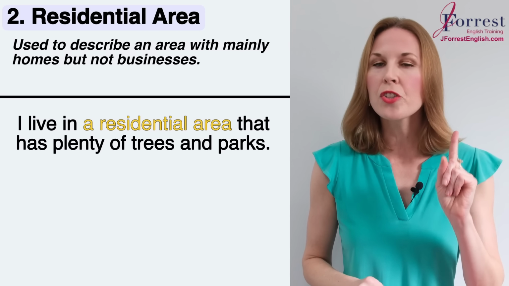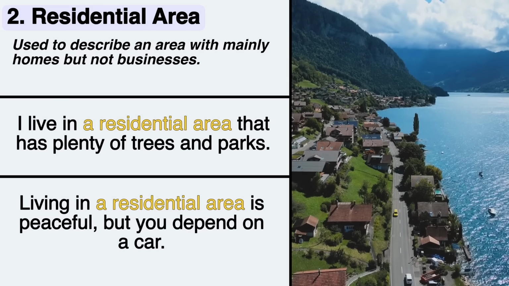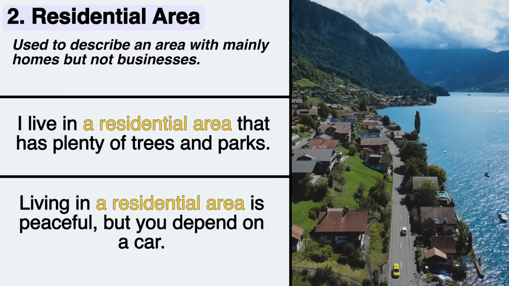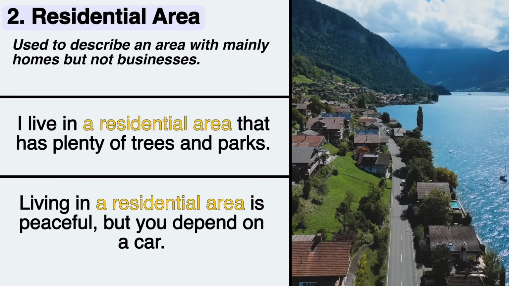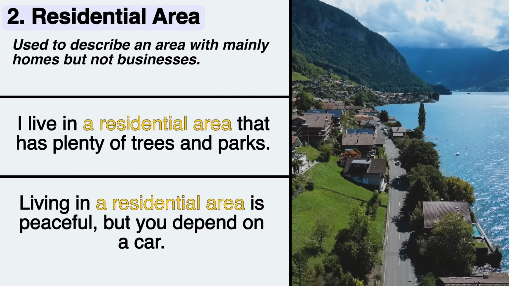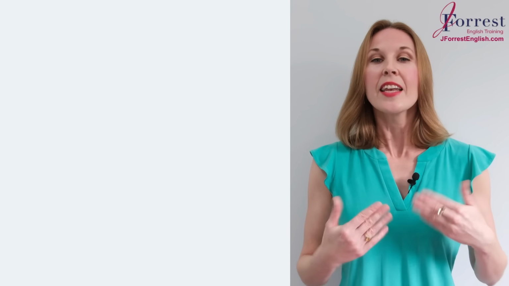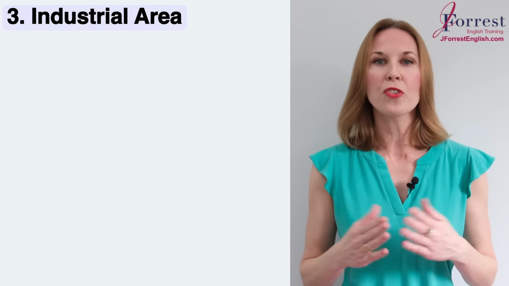Or start with a gerund statement to sound very advanced and say, living in a residential area is peaceful, but you depend on a car. So having that contrast as well, a positive and a negative, will help you sound very advanced. Now, the opposite of a residential area is an industrial area.